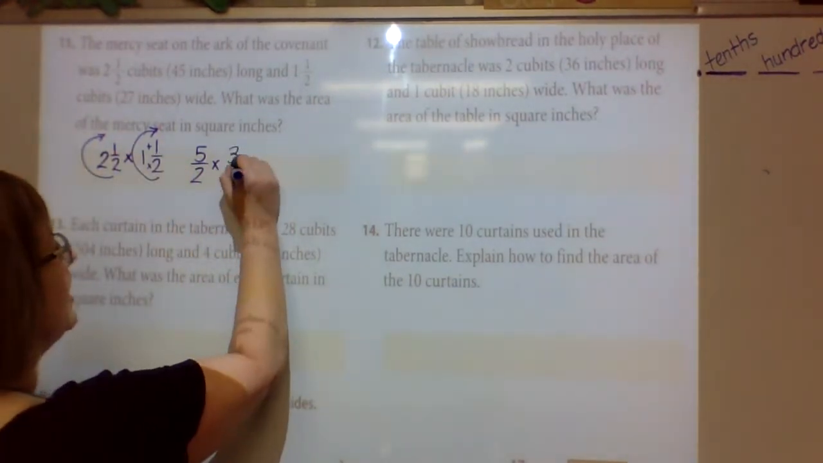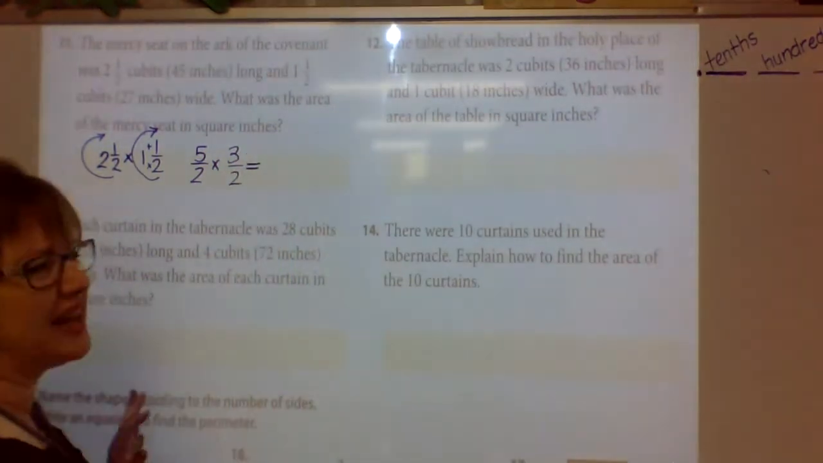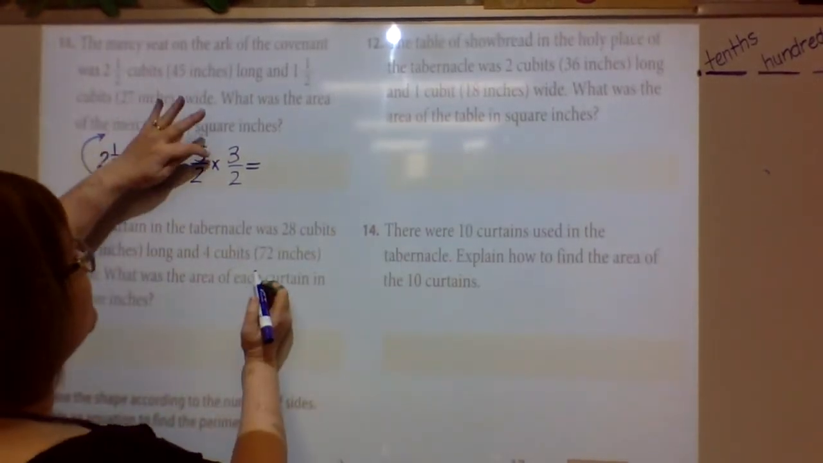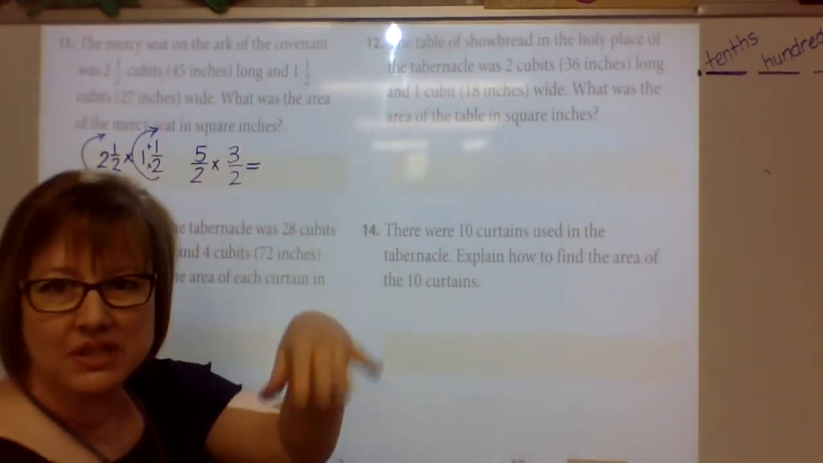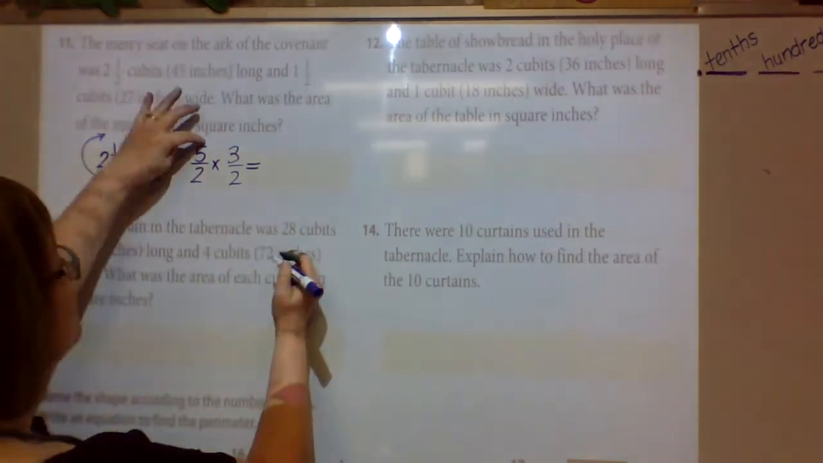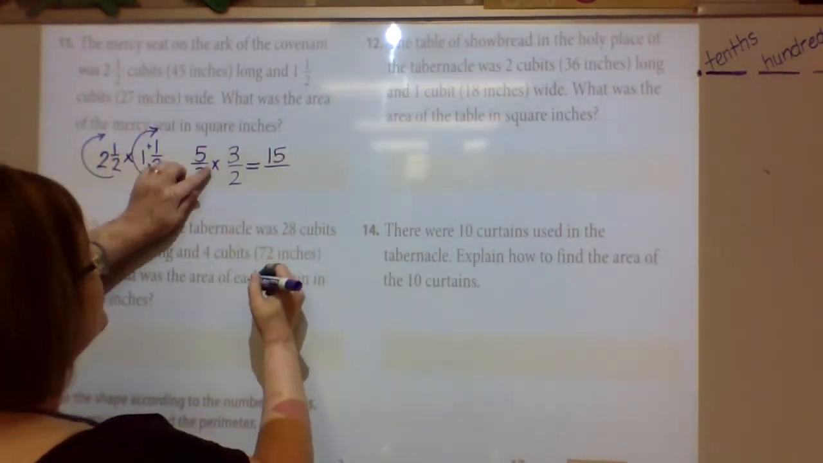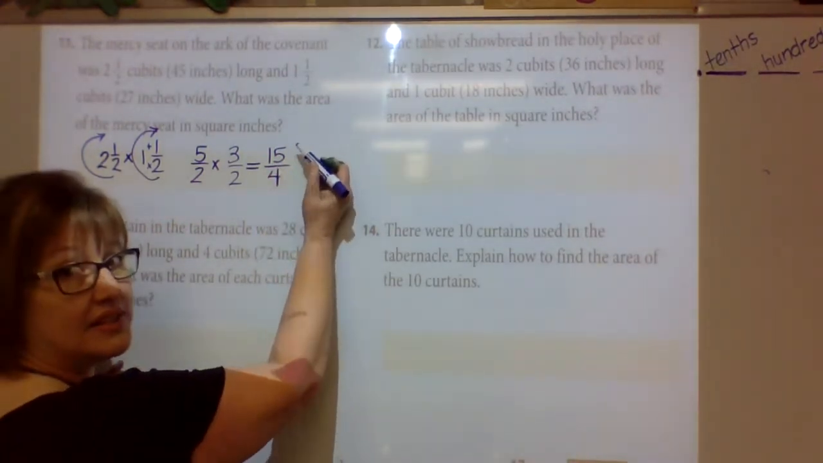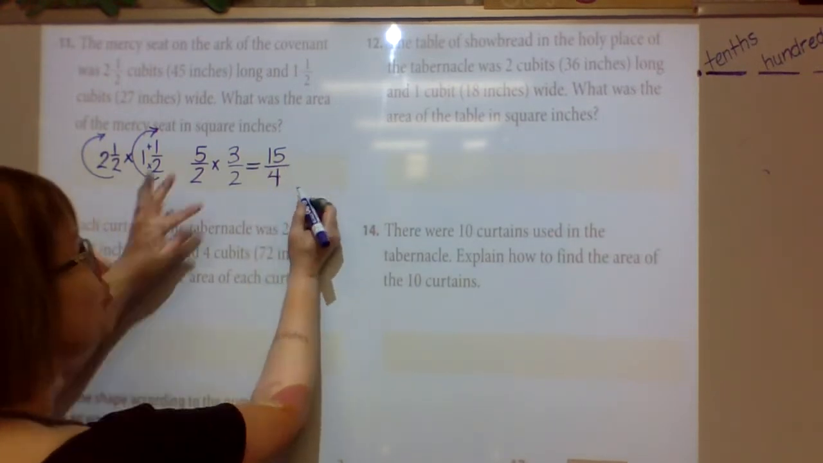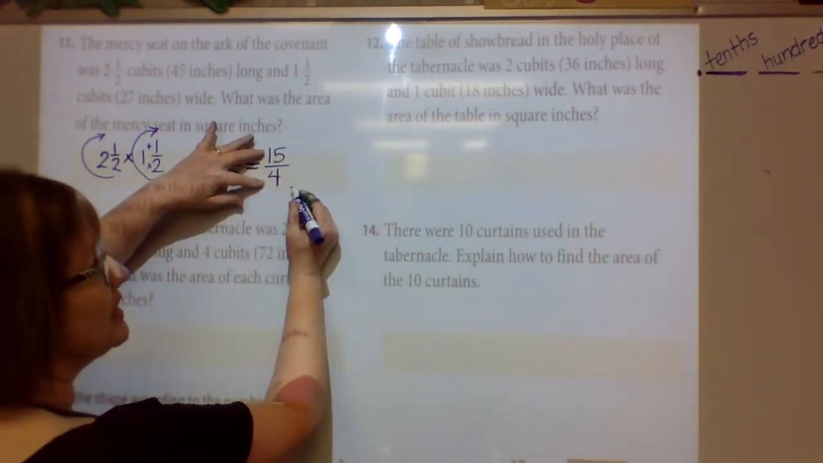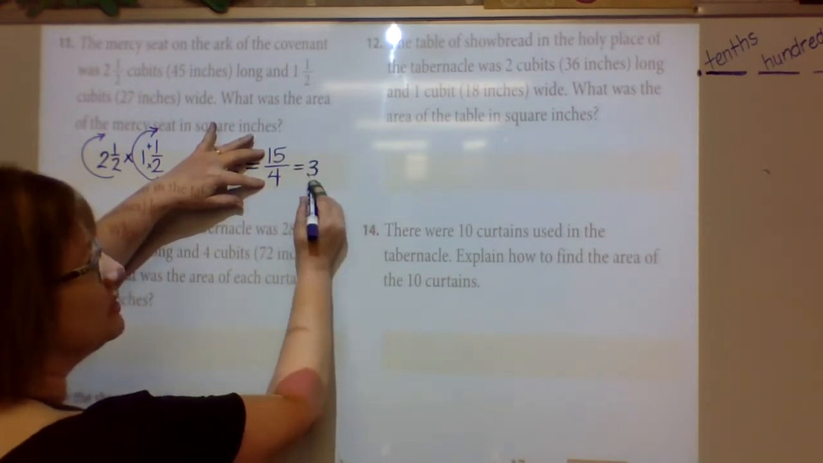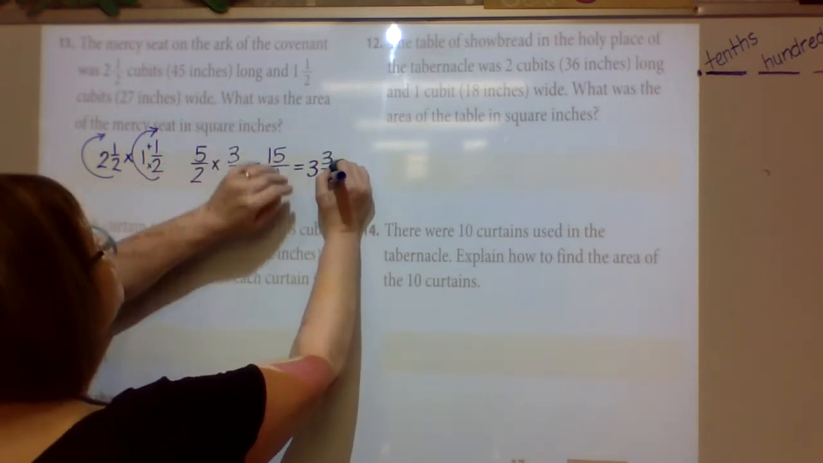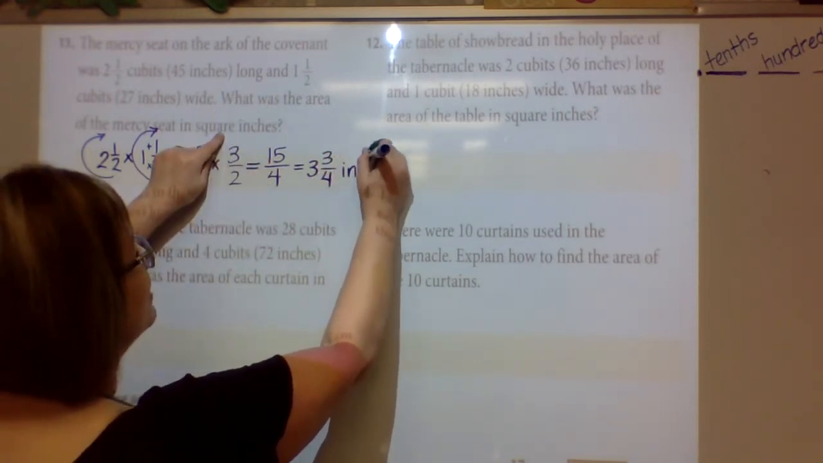So 3 halves. And then multiplying fractions, I don't think we've done that yet, have we? That's weird that they would put this in here. Okay, 5 times 3 is so easy. You just multiply across. Multiplying fractions is easier than adding and subtracting them. 5 times 3 is 15. 2 times 2 is 4. And then remember, if it's improper, we divide the top number by the bottom number, write the remainder as a fraction. So 4 times 4 is 16. That's too much, though. So it equals 3. 3 times 4 is 12. What's 15 minus 12? It'd be 3 3/4 square inches.